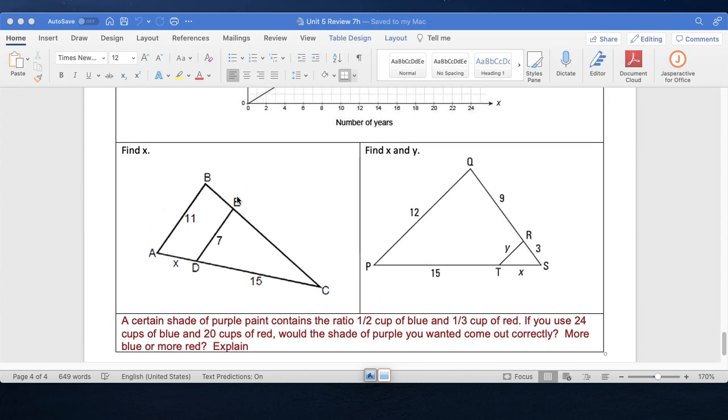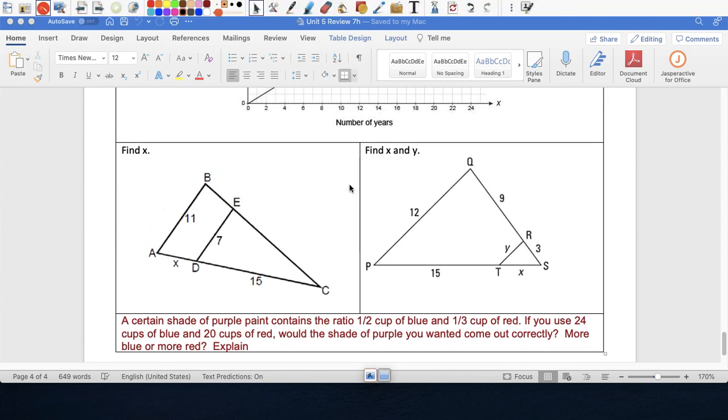This one again. I highly suggest you separate the triangles. So you have one little triangle over here. This is 7 and this is 15. Sorry, that looks like an X. This is 7. That's 15. So the bigger triangle, this is 11 over here, and this side over here from A to C is x plus 15.